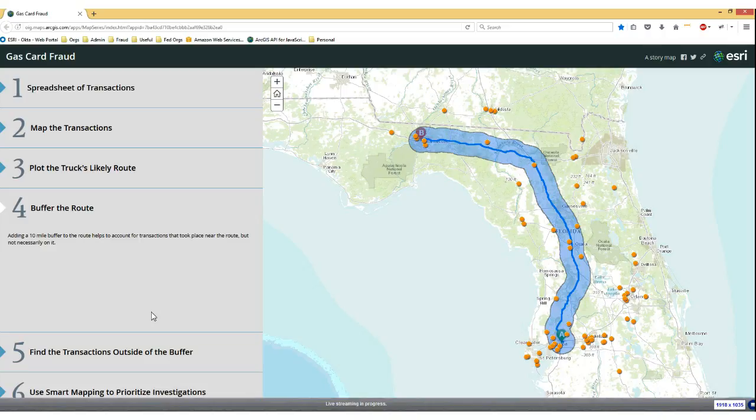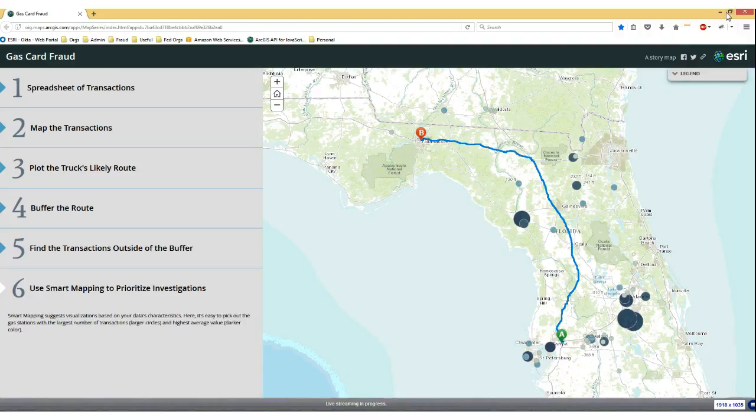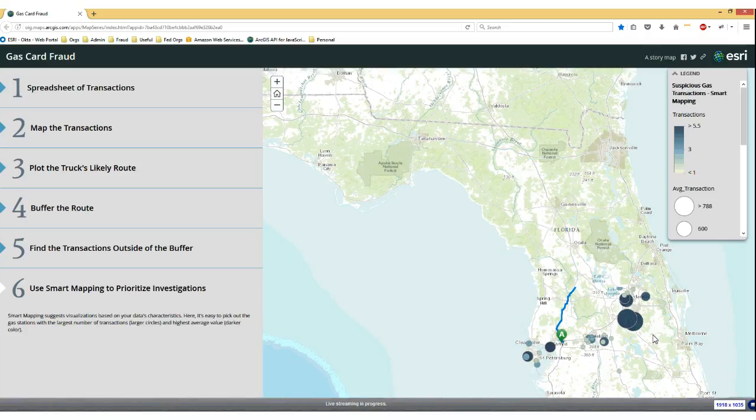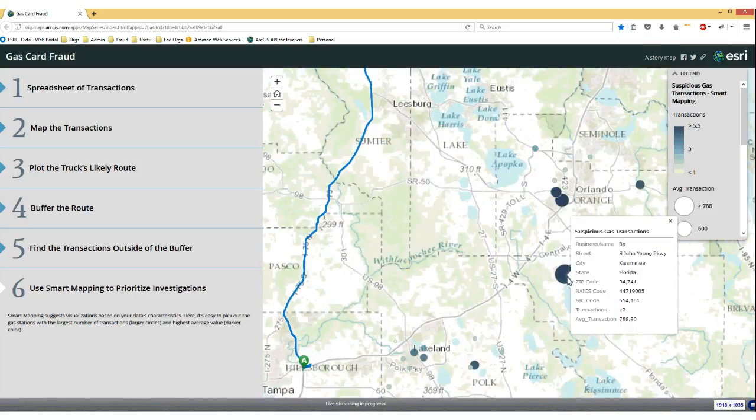But what's really interesting are these transactions that are found outside of this 10-mile buffer. And we can use smart mapping to prioritize our investigations. This legend indicates that the darker the dots, the more transactions that are occurring at each of these gas stations, and the size of the dot indicates the average transaction amount. So what pops out immediately is down here in Kissimmee, Florida. So we can quickly identify these possibly fraudulent activities.